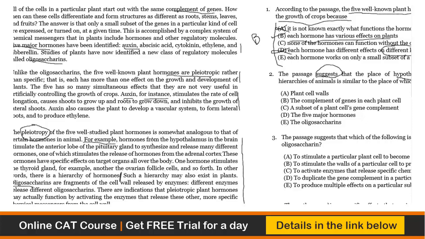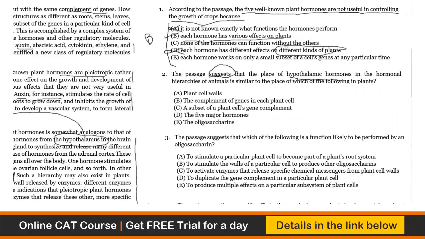For example, hormones from the hypothalamus. That means hormones from the hypothalamus are analogous to hormones in the five well-studied plants, right? So if the question says that the hypothalamic hormones have a similar place to what, they are analogous to the five major hormones, and therefore they have a place similar to the place of the five major hormones. So we can directly mark D.